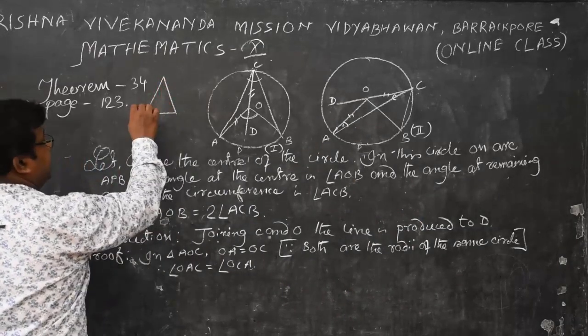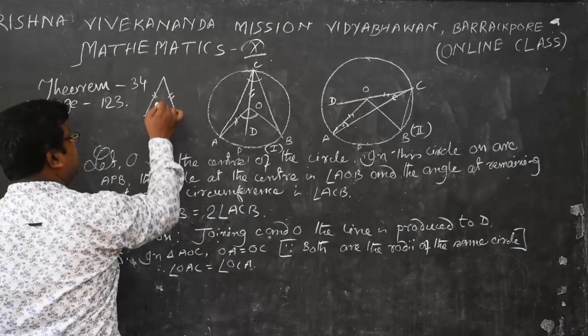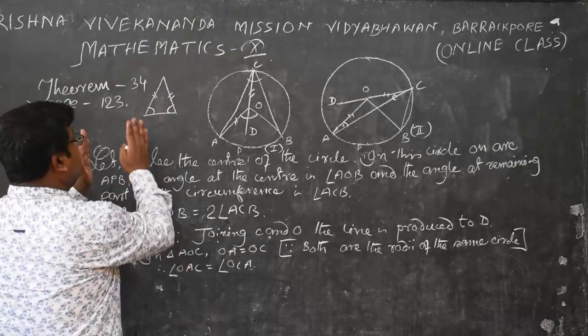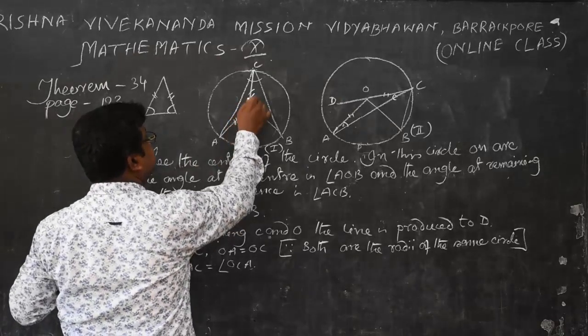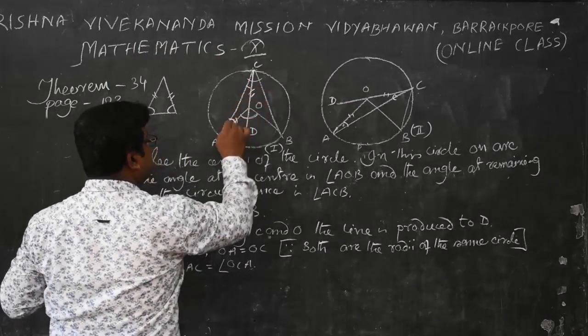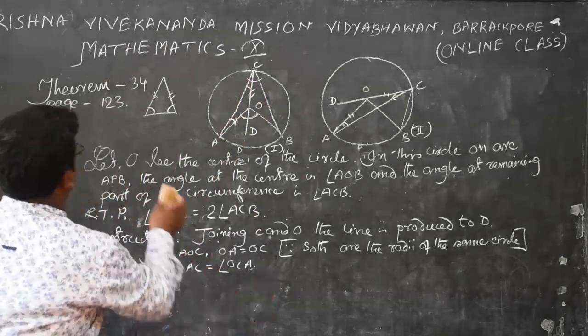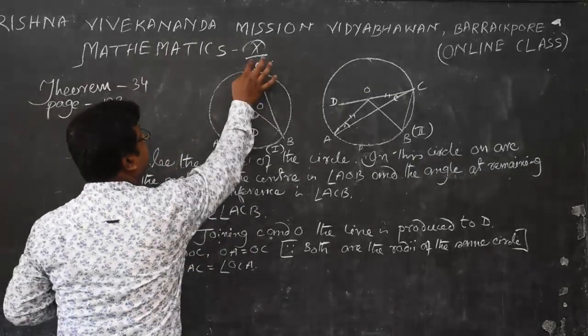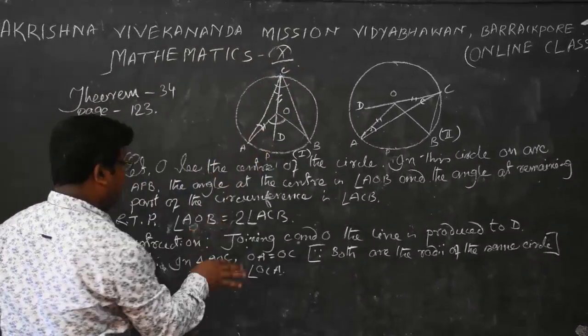You have done this theorem in class 8. If two sides of a triangle are equal, then their opposite angles are also equal. According to this theorem, these two sides are equal, so these angles are equal. So angle OAC equals angle OCA.